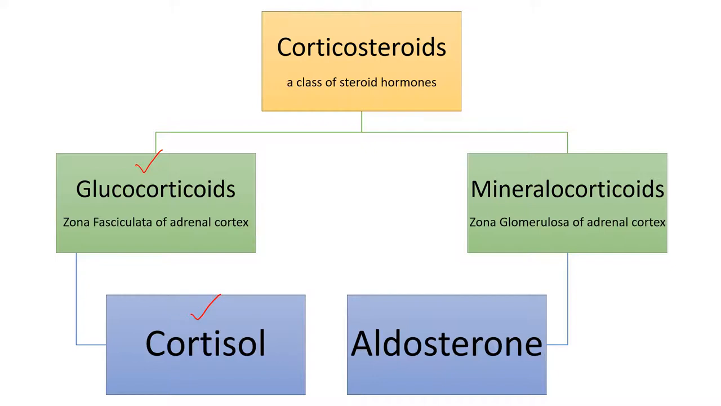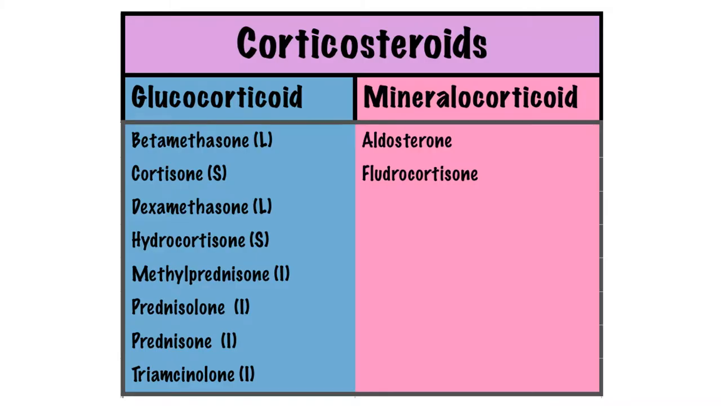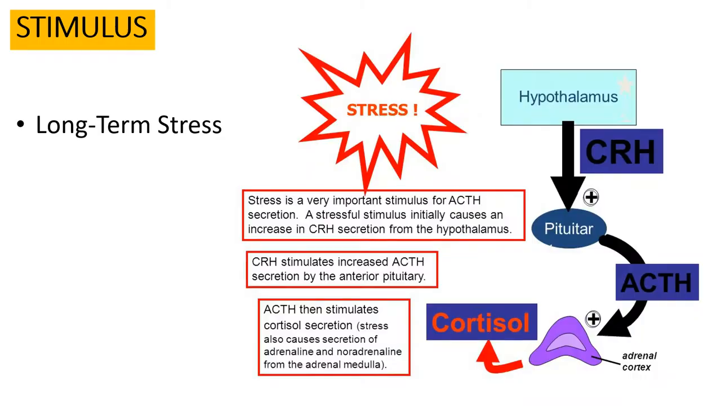The other class of corticosteroids are mineralocorticoids. These are produced from the zona glomerulosa of the adrenal cortex, and your primary mineralocorticoid would be aldosterone, and we'll talk about that on a different day. Just showing you some corticosteroids, the glucocorticoids versus the mineralocorticoids, and some terms that you may have heard: prednisone, hydrocortisone, cortisone. These are just some everyday terms that you've probably heard before.